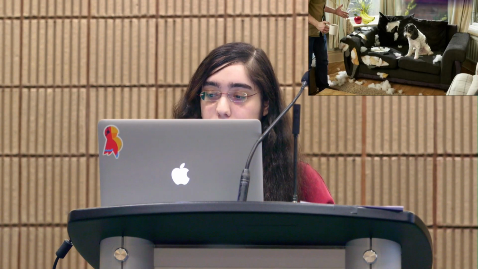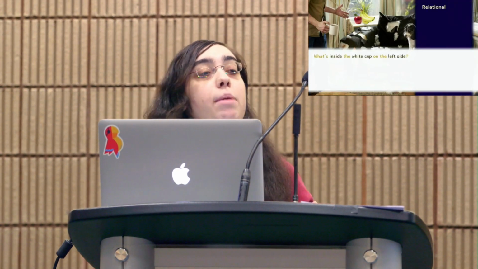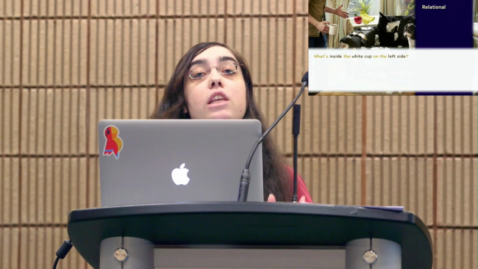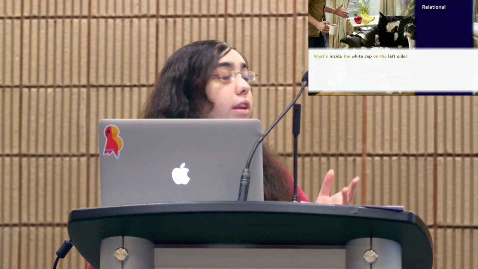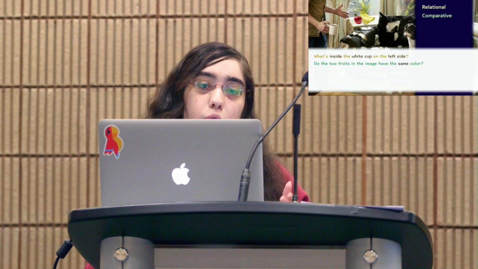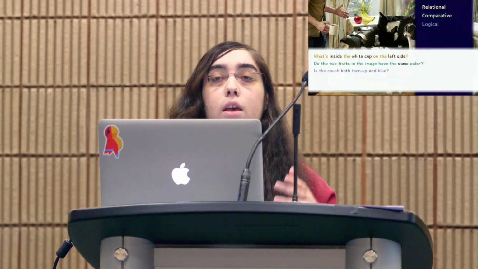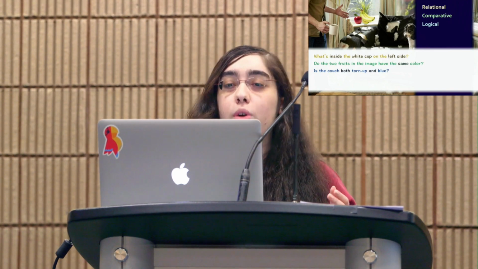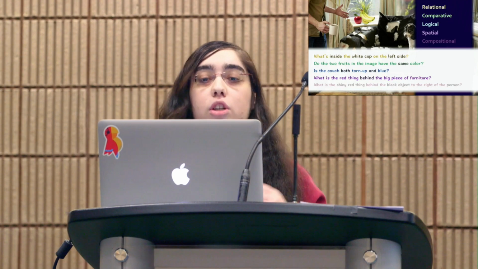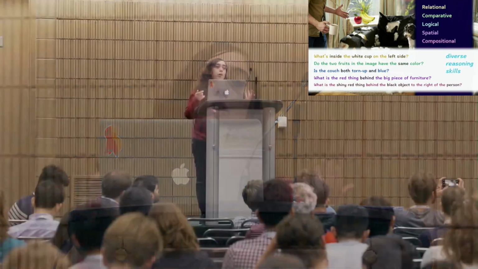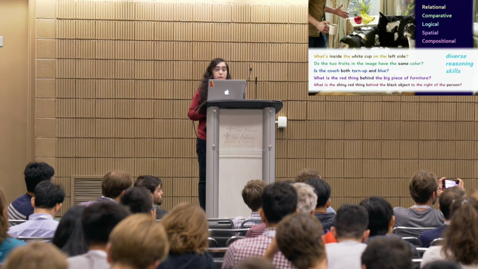So using this technique, we were able to create more than 20 million questions over 100,000 images that cover a variety of reasoning skills. I will give you a few examples. There are questions about relational reasoning, comparisons, questions about logic, like and, or, not. There are questions about spatial reasoning, and, as I said, compositional questions about multi-step reasoning.